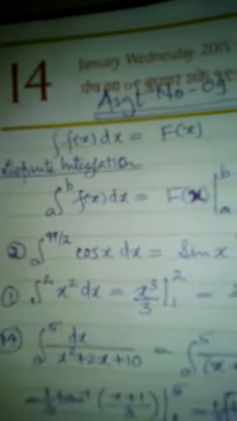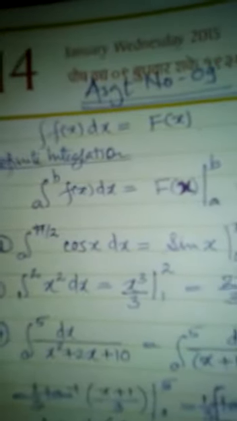So let us substitute the limits. It's 2 cubed by 3 minus 1 by 3, that is 8 minus 1, that is 7 by 3. That's the answer. It's quite simple, right? Second one is integration from 0 to pi by 2 of cos x dx. Integration of cos is sine, we know that. And the limits are 0 to pi by 2. So substitute the values, find the difference between the functional values. Sine pi by 2 minus sine 0, that is 1 minus 0, that's 1, right?